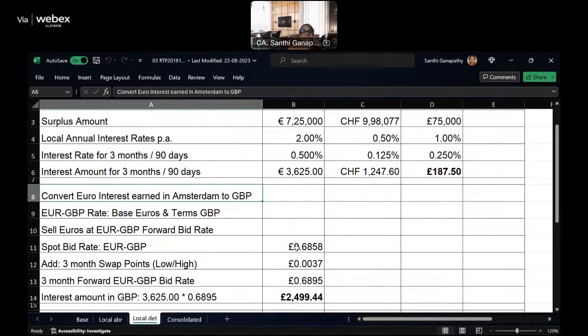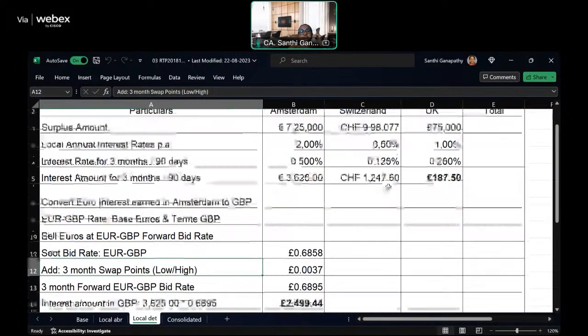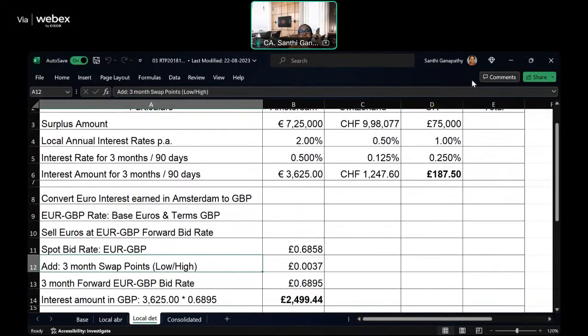the exchange rate, you find that the swap points are low high. When the swap points are low high, we know that the base currency is at a premium. Therefore, add. What is the interest amount? Similarly, you need to do for the other two. Please try.